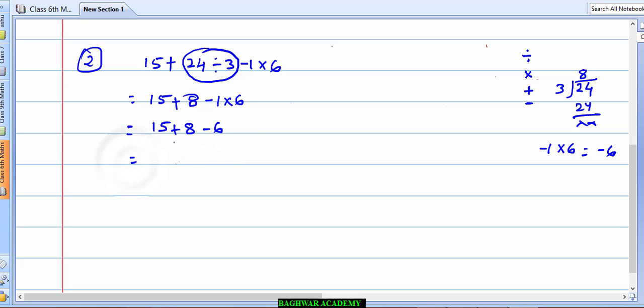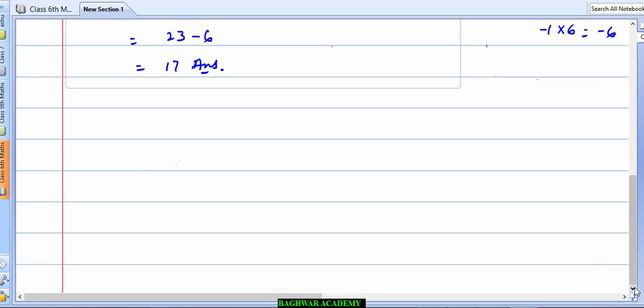Now, so simple it is. 15 plus 8 is equal to 23 and minus 6. So you will get finally, if you are subtracting this, you will get 17 and this will be your answer. I hope you understood. Next example you see. In next example we had example 3.